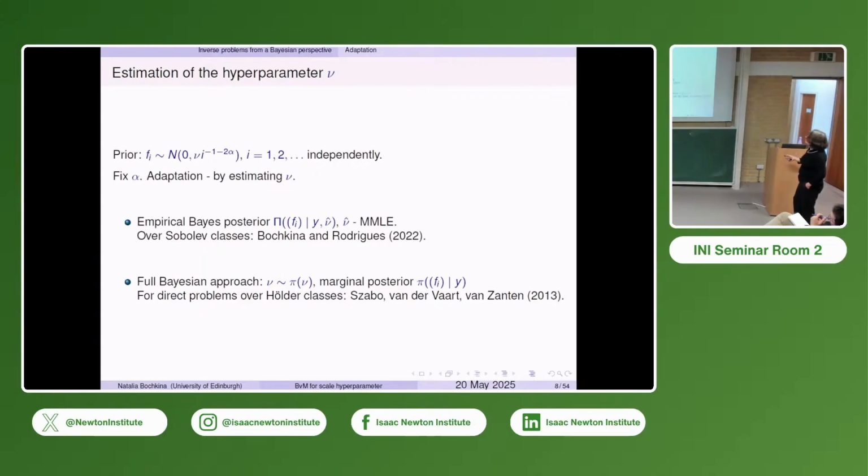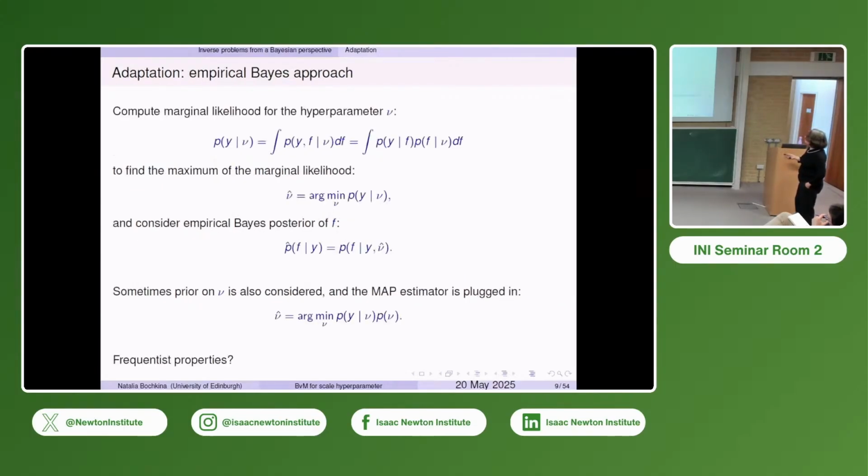So we focus on just the empirical Bayes posterior and estimate nu hat by using the marginal maximum likelihood approach. So let me run through that. Effectively, we integrate out f. And then what we have is nu, just a one-dimensional parameter, given all the data. We maximize the marginal likelihood here. And then when we look at the posterior distribution of f, we just plug in that value. I think some people also consider a prior on nu. In that case it's maximizing effectively the posterior distribution of nu.